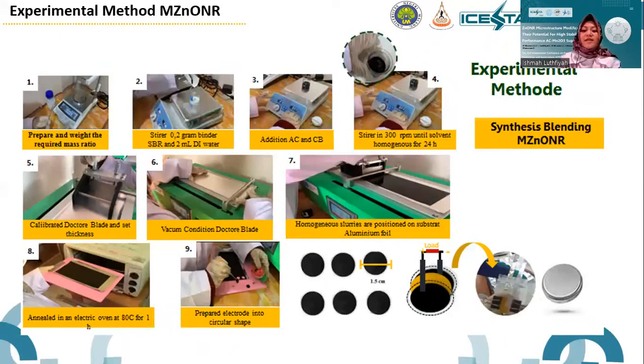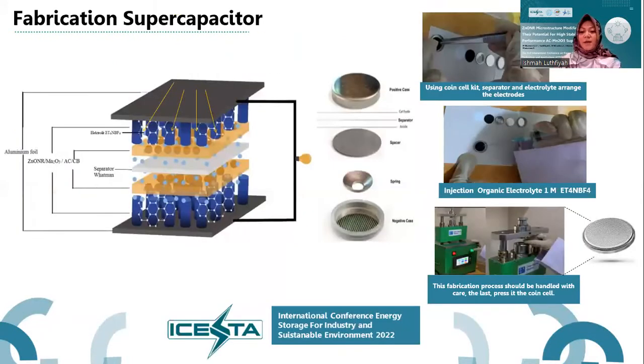After I get the solvent of activated carbon, carbon black, and Mn2O3, I deposit it on the aluminum foil. After this, I must fabricate my supercapacitor using coin cells. First, you must use coin cell kits, a spiral or electrolyte, and arrange the electrodes. After this, you need to inject the organic electrolyte, 1 molar of ED4 in A4.